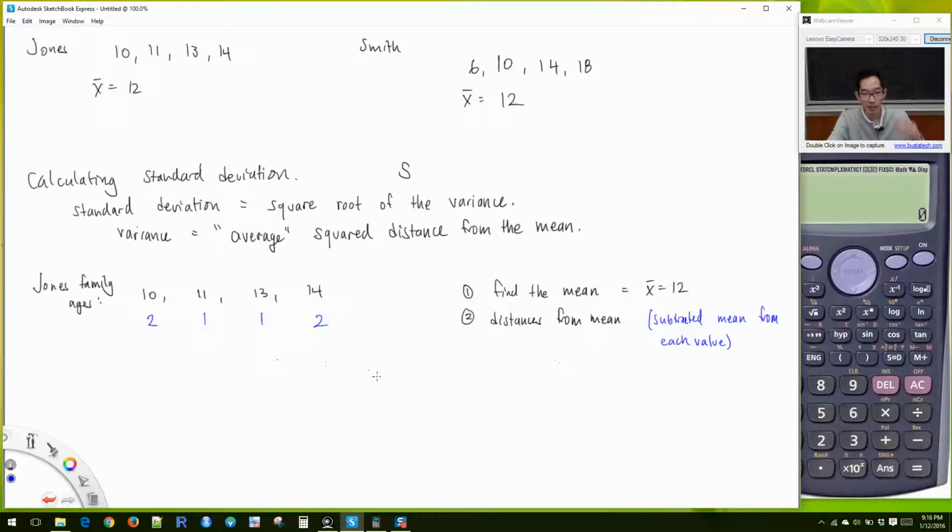Okay, and we could put in the negatives, or we can leave them off. It doesn't matter. The next step will then be to square these distances, because the variance is the average square distance from the mean. So we're going to take these distances and we're going to square them.